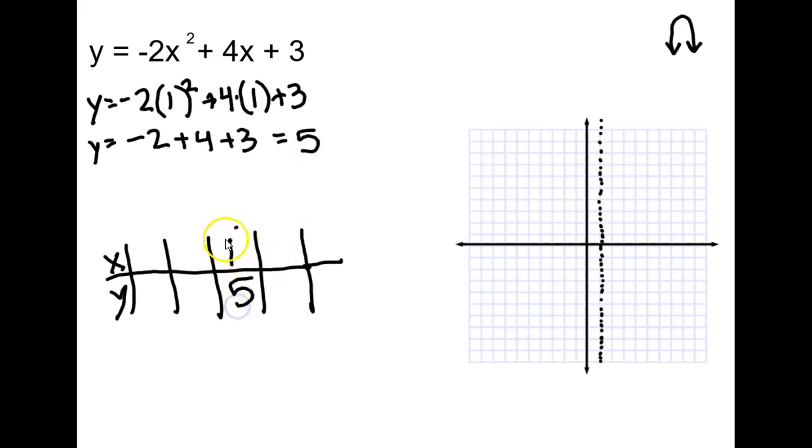So now we have a point at 1, 5. 1, 5 is right here. So there's 1, 5. And then it really doesn't matter what points you put in now, but I would put them kind of close to the point that you just did. Think of what points are going to be really easy. 0 is going to be the easiest point of all. I'm going to put 0 in.